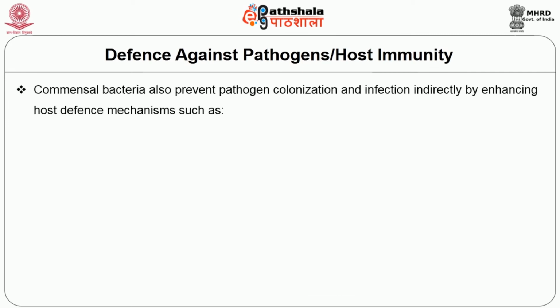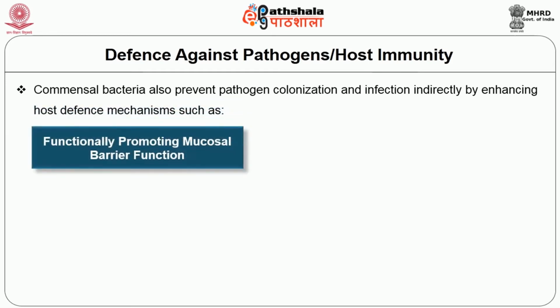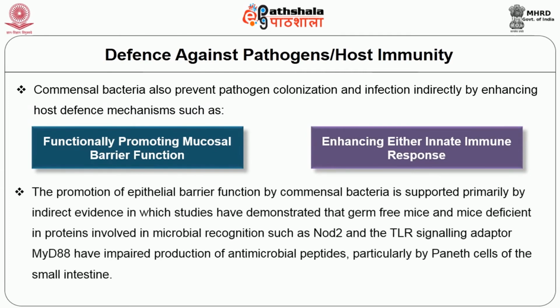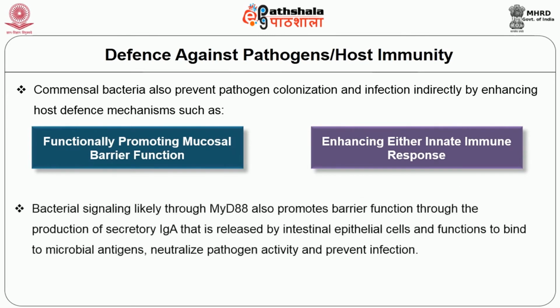Commensal bacteria also prevent pathogen colonization and infection indirectly by enhancing the host defense mechanisms, such as promoting mucosal barrier function and enhancing innate immune response. The promotion of epithelial barrier function by commensal bacteria is supported primarily by indirect evidence, in which studies have demonstrated that germ-free mice and mice deficient in proteins involved in microbial recognition such as NOD2 and the TLR signaling adapter MYD88 have impaired production of antimicrobial peptides, particularly by Paneth cells of the small intestine. Bacterial signaling, likely through MYD88, also promotes barrier function through the production of secretory IgA that is released by intestinal epithelial cells and functions to bind microbial antigens, neutralize pathogen activity and prevent infection.